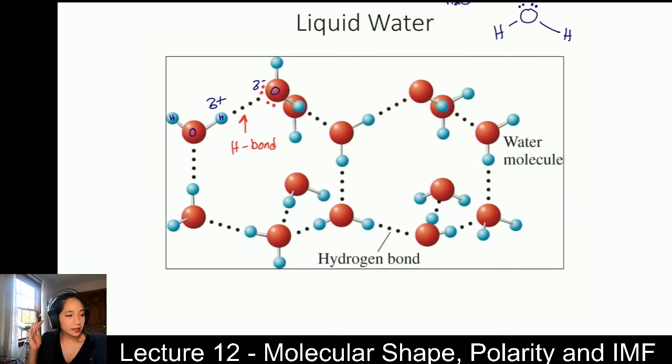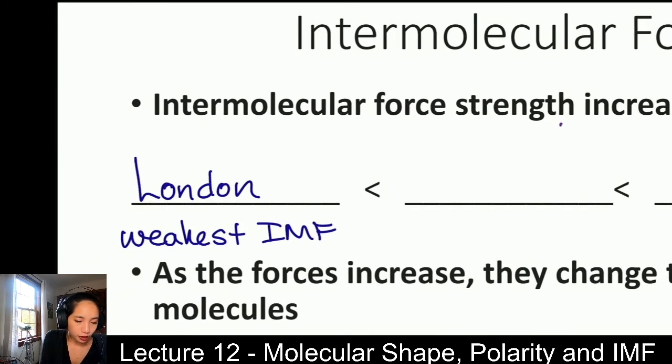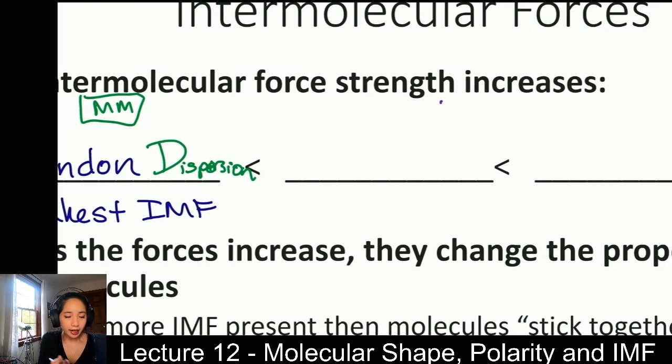Okay, so let's summarize all 3 of our intermolecular forces that we have talked about. Our weakest intermolecular force, the first one we talked about, is London dispersion. I'll just remind you that the extent of London dispersion is based upon the molar mass of your compound. The next strongest force is dipole-dipole.